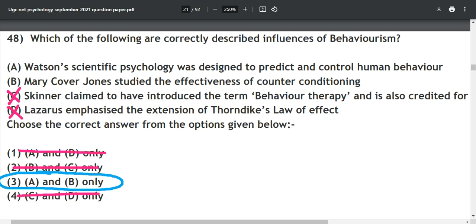A and B are the correct answer, because you would have never encountered behavior therapy associated with B.F. Skinner. So what is the correct answer over here? Correct answer is option number 3, A and B only. Watson's scientific psychology was designed to predict and control human behavior. Mary Cover Jones studied the effectiveness of counter conditioning.